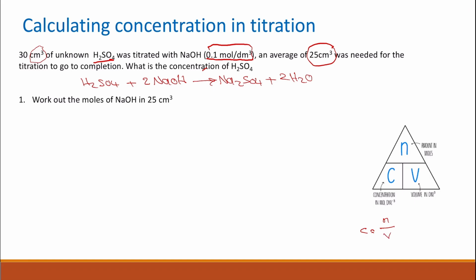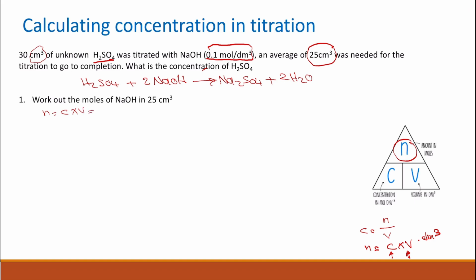And now we need to work out the number of moles. So moles will equal C times V, concentration times volume. And the volume here is going to be in decimeter cubed. The concentration term here is in mole per decimeter cubed. So the number of moles of sodium hydroxide will equal C times V.